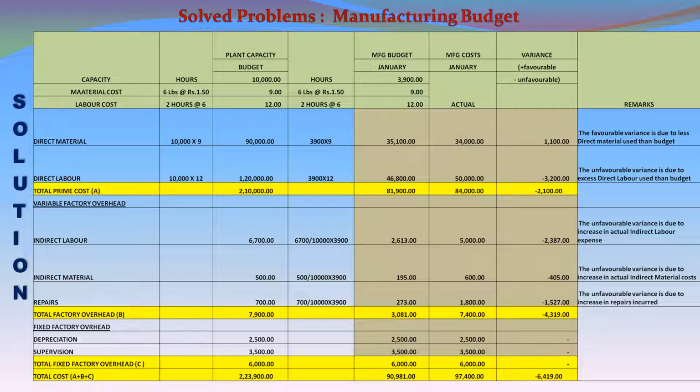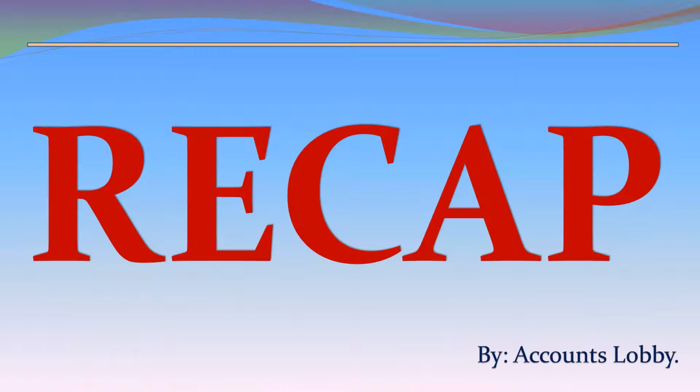In the case of indirect labor, the unfavorable variance is due to an increase in actual indirect labor expense. Indirect material, the unfavorable variance is due to an increase in actual indirect material used. Repairs, the unfavorable variance is due to an increase in repairs incurred than budgeted. Recap.